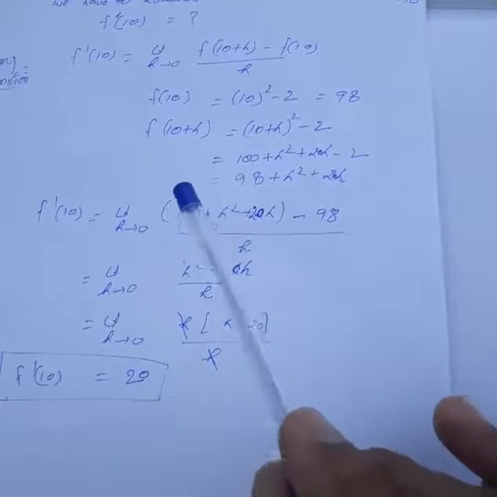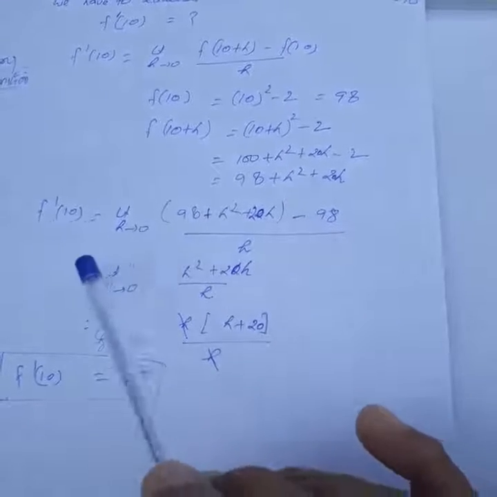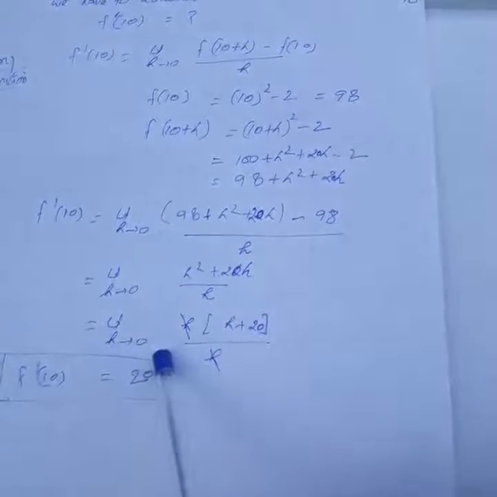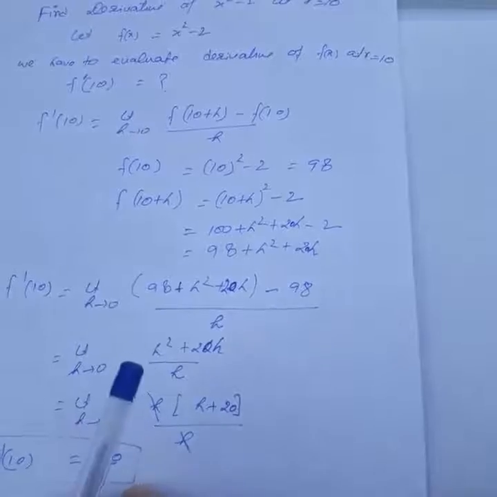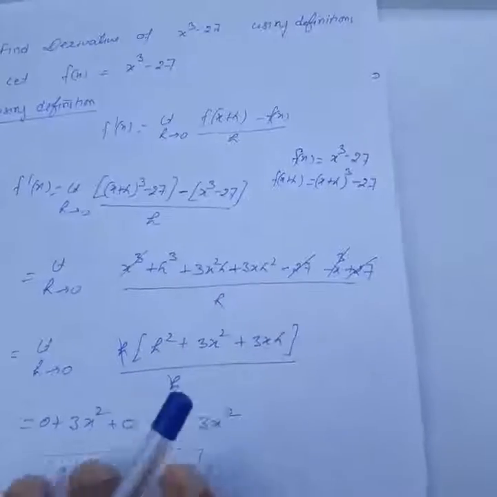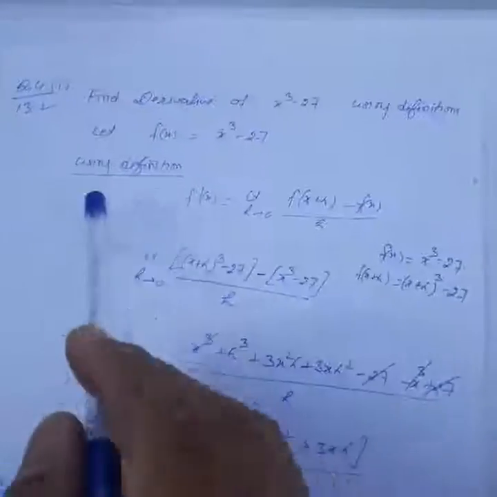So this is the procedure to find the derivative at a particular point, f′(a), where a is any value in the domain of the function. It was question number 1. Now question number 4.